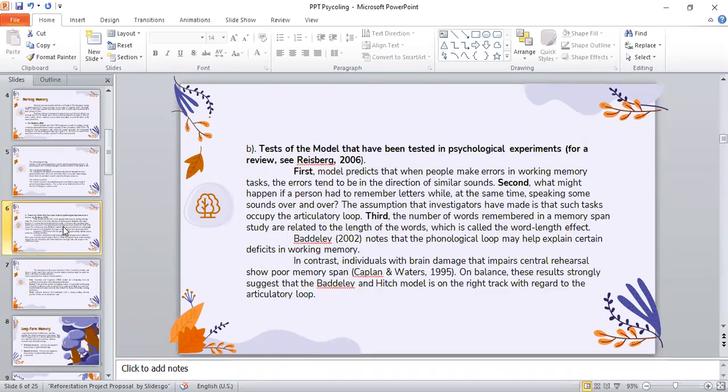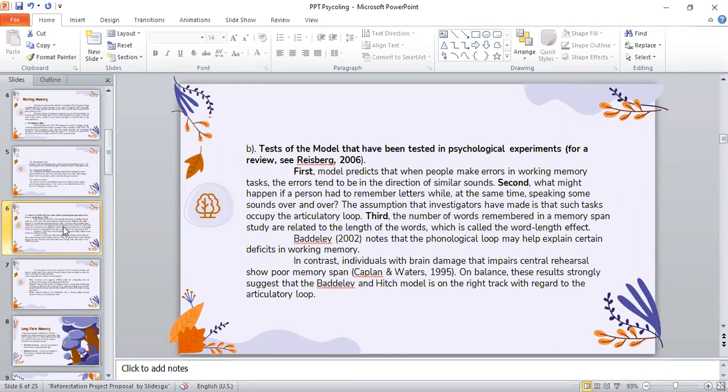The second is tests of models that have been tested in phonological experiments. For a review, see Respect 2006. First, the model predicts that when people make errors in working memory tasks, the errors tend to be in the direction of similar sound.